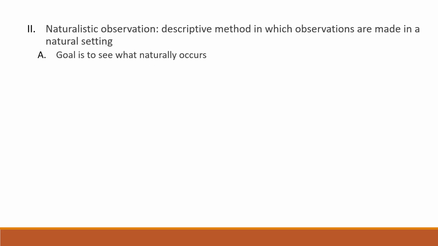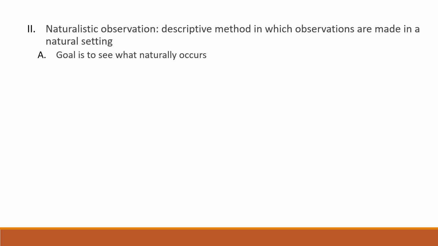Going into some specific observational methods, first there's naturalistic observation, which is a descriptive method in which observations are made in a natural setting. This would be like watching how members of a sports team interact or watching how children naturally behave in a daycare setting. The goal here is to see what naturally occurs. You are not manipulating any variables, you are just observing.